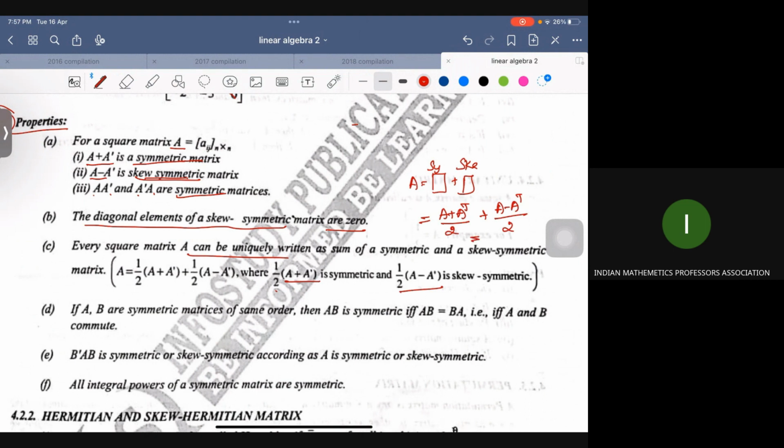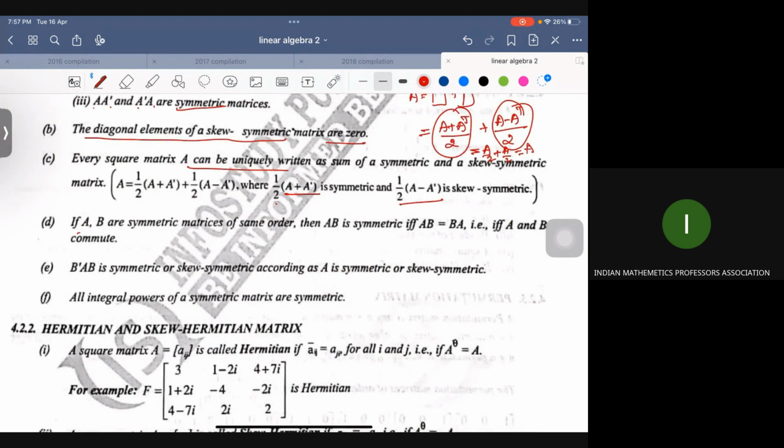By adding this, we will get A by 2 plus A by 2, which is nothing but A. So any square matrix can be uniquely written as a sum of a symmetric plus a skew symmetric matrix. Here A plus A transpose is symmetric, we know that from this property, and A minus A transpose is skew symmetric from this property.